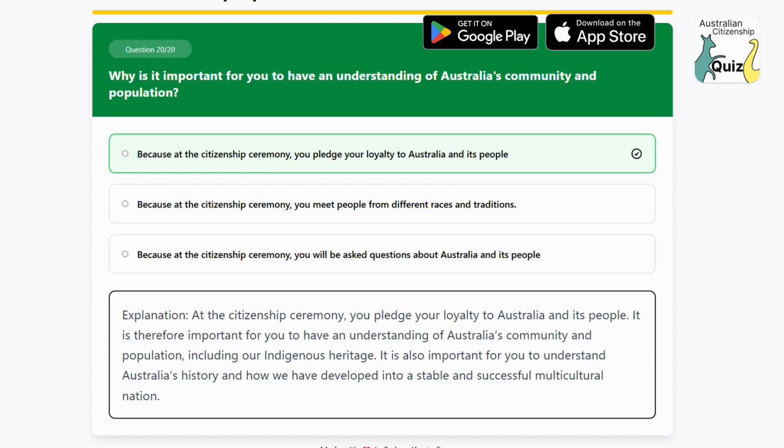Explanation: at the citizenship ceremony, you pledge your loyalty to Australia and its people. It is therefore important for you to have an understanding of Australia's community and population, including our Indigenous heritage. It is also important for you to understand Australia's history and how we have developed into a stable and successful multicultural nation.